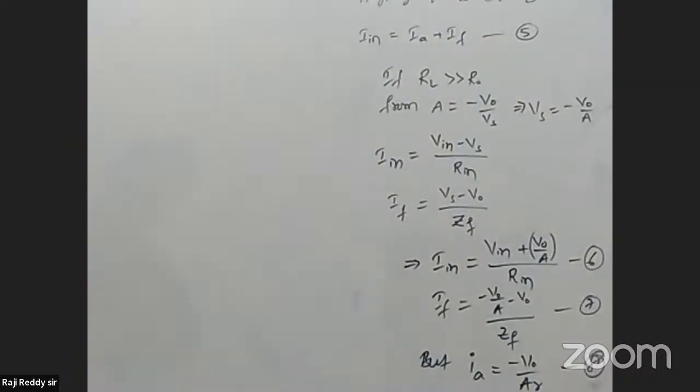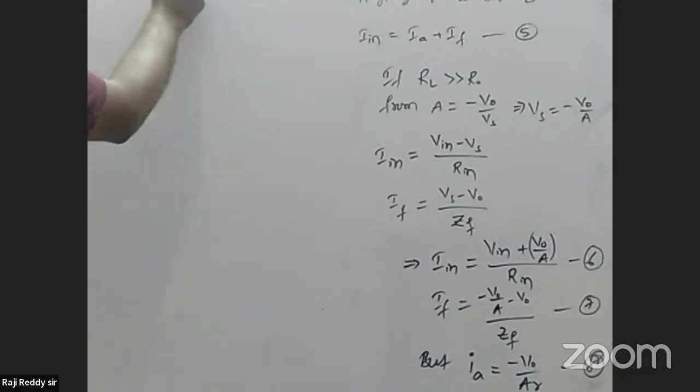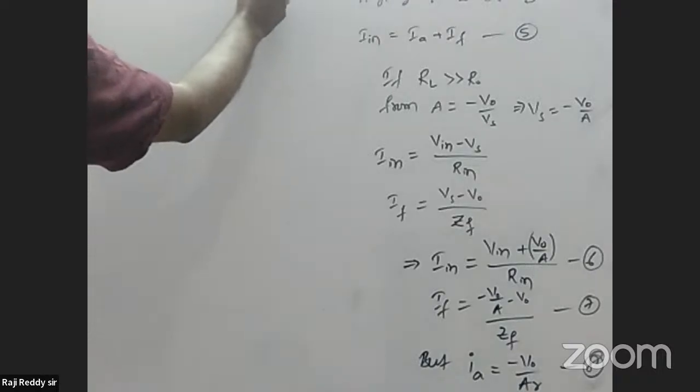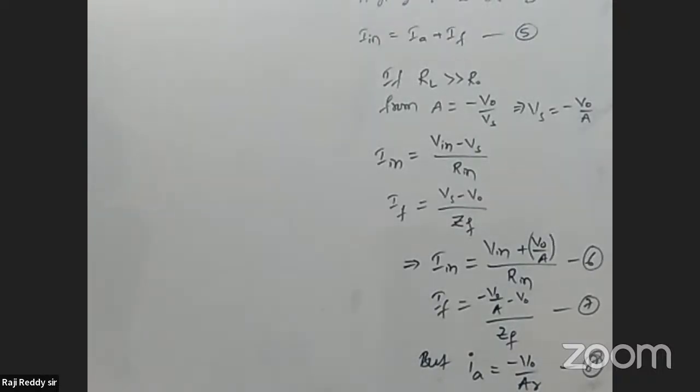Equations 6, 7 and 8 are substituted in equation 5. That implies I in value is (V in plus V naught by A) divided by R in.